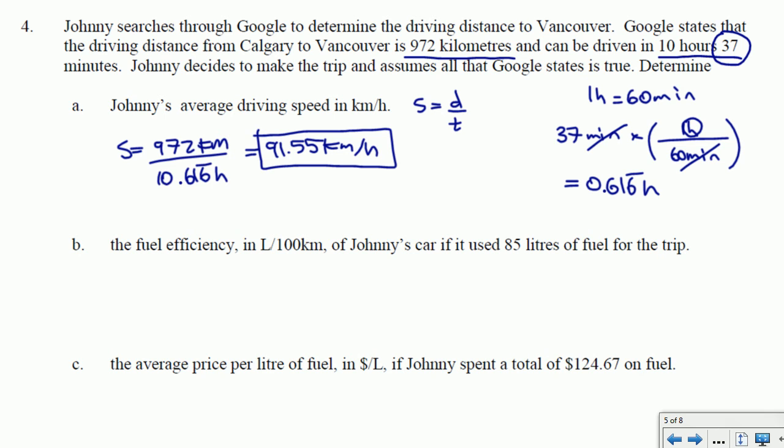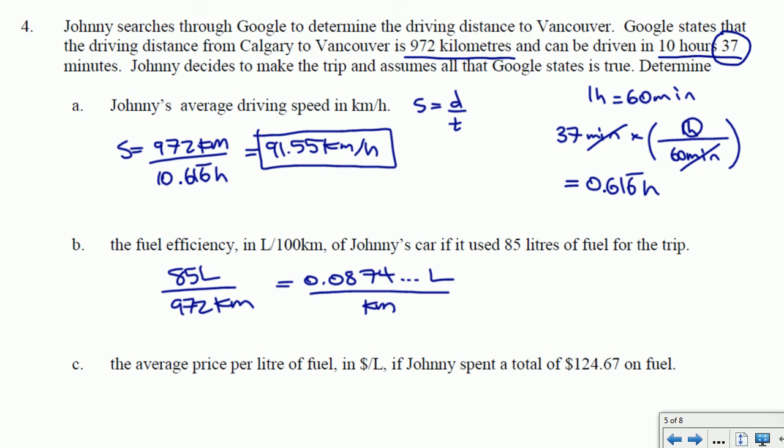Moving on to B, the fuel efficiency in liters per 100 kilometers. If his car used 85 liters of fuel for the entire trip, we can start by going 85 liters divided by the distance of the trip, which is 972. And if we do 85 divided by 972, we get 0.0874 and some other digits liters per kilometer.